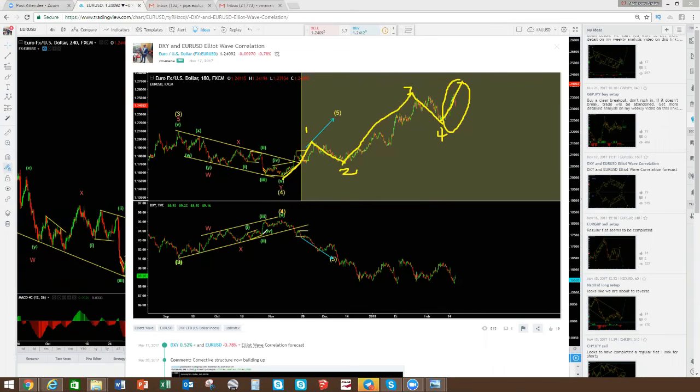Similarly here, on the DXY, the DXY has been a bit slow. If you look at this here, we had 1, we had our wave 2 there, and then our wave 3 has been going like this. Actually, this DXY, I'm not going to do it now. It's not advancing in 5 waves. So I'm going to look at it next week as well.